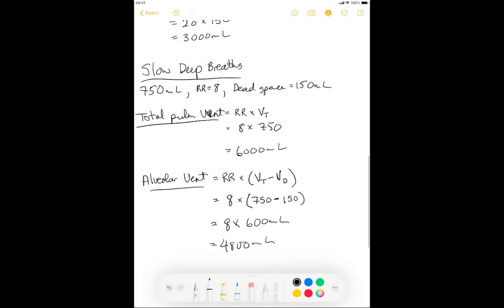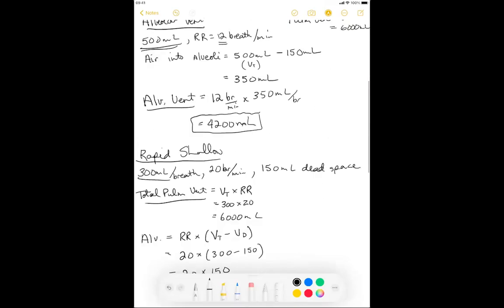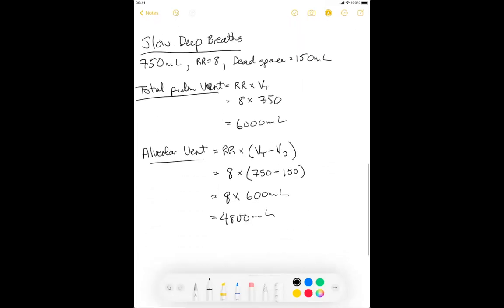So slow, deep breaths give us more air in our alveoli per minute than fast, shallow breaths. So slow, deep breaths really do help improve our air exchange and our oxygenation levels based on these formulae. Okay, so we're going to end there today.